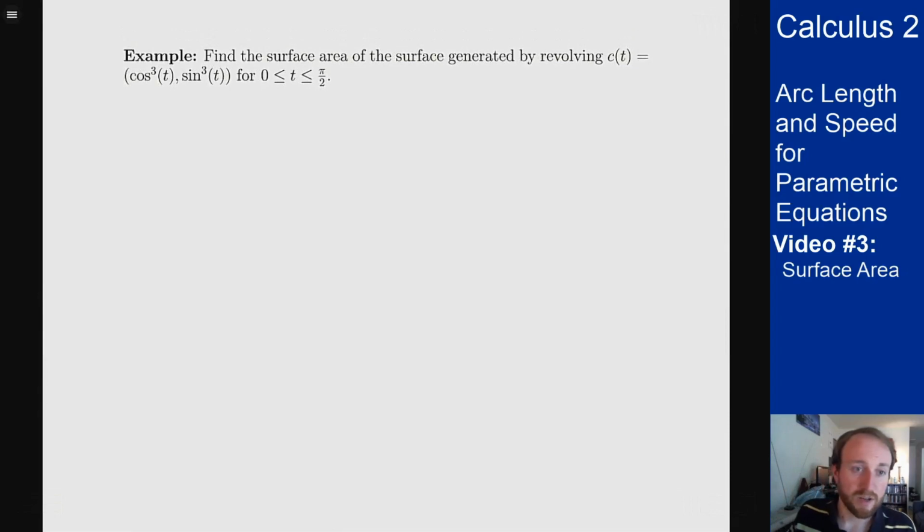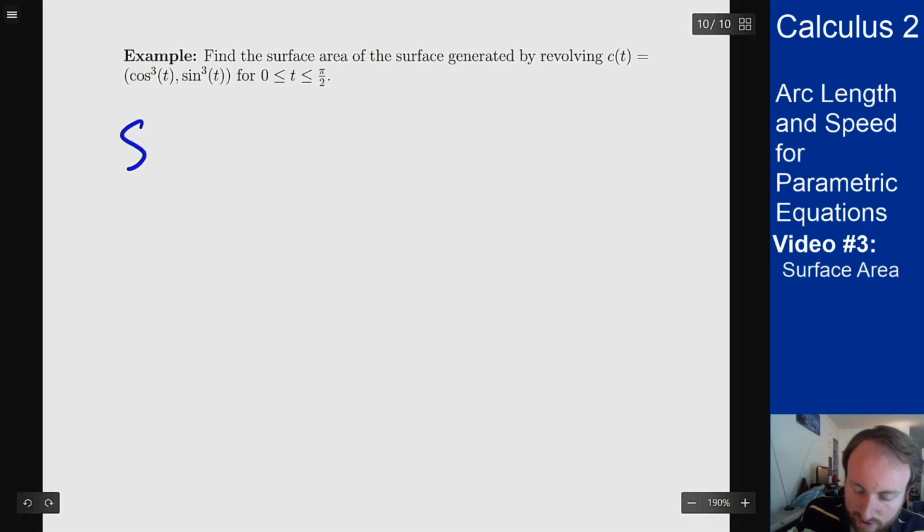So as an example of this, we're going to find the surface area of a surface generated by revolving c of t, which is cosine cubed of t, sine cubed of t, between 0 and pi over 2. Now, if I had gone over a longer range, I would have had repeat problems, or doubling back problems, but because I'm staying between 0 and pi over 2, this is all entirely fine. So, let's just set up and see what happens here.